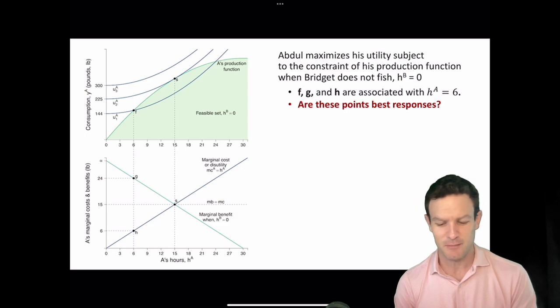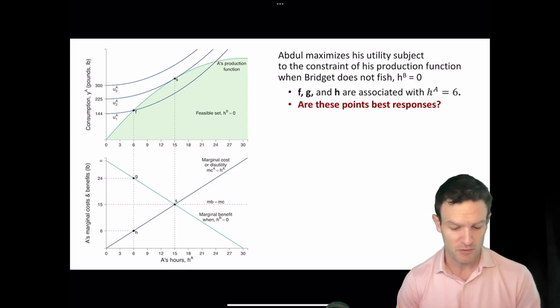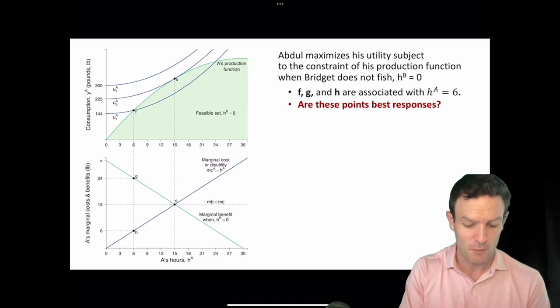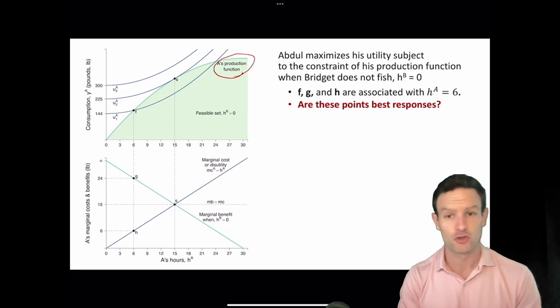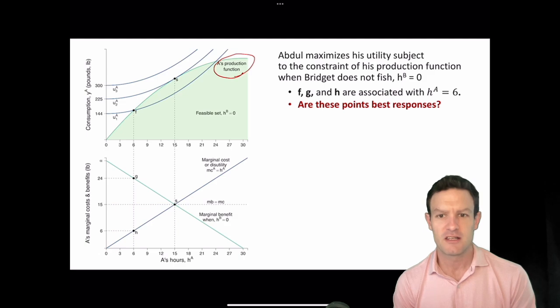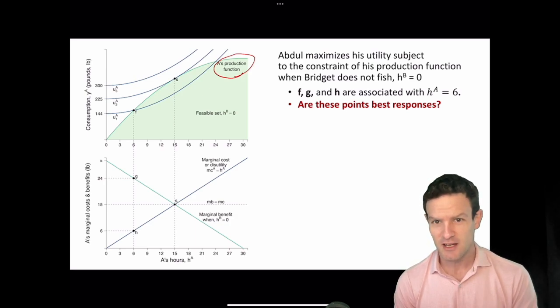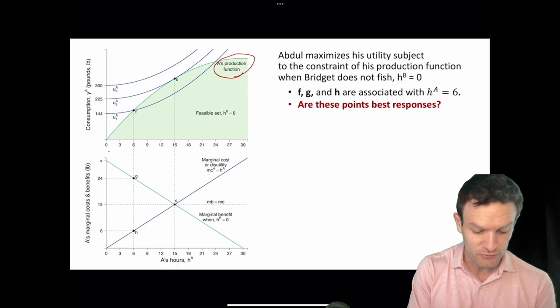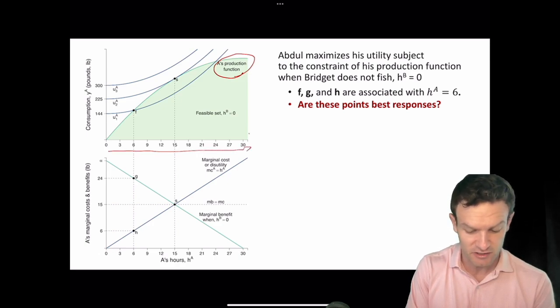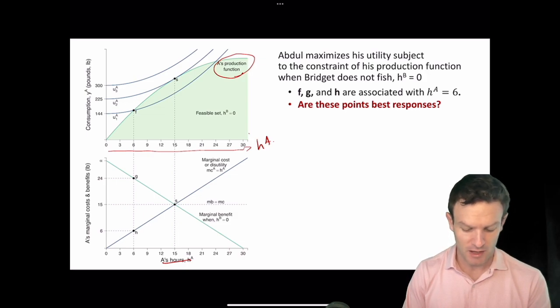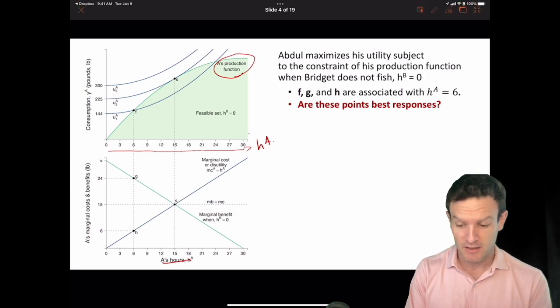And we're thinking, as I said, about this topic of Abdul maximizing his utility subject to the constraint of his production function when Bridget does not fish. So we've got his production function when Bridget does not fish. That is our green feasible frontier here. The production function gives us the feasible set of how much fish Abdul can get from spending hours fishing along the x-axis here. That's HA. We can see that indicated on the bottom here. Abdul's hours, HA.